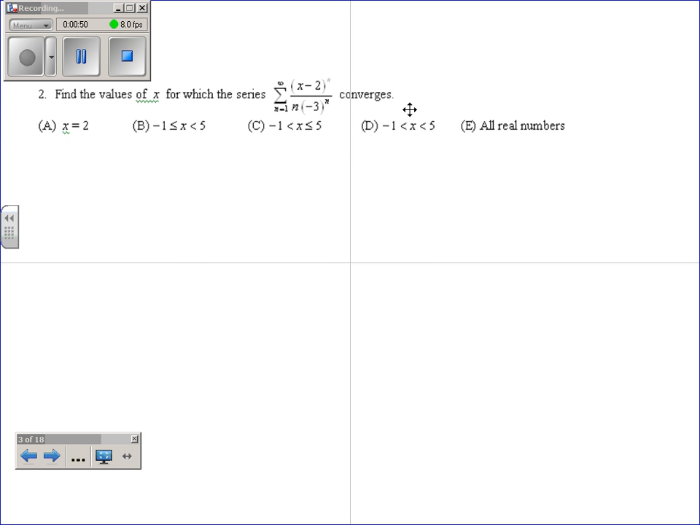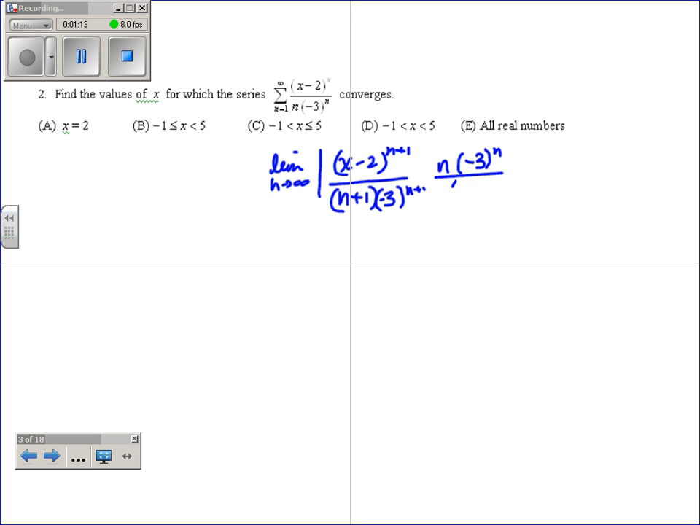Okay, so we want to figure out for which values of x this converges. That's asking for the interval of convergence. We're going to force it to converge by taking the n plus 1 term over the nth term, which is equivalent to multiplying by the reciprocal. And so we get x minus 2, and we're left with the negative 3 down here.